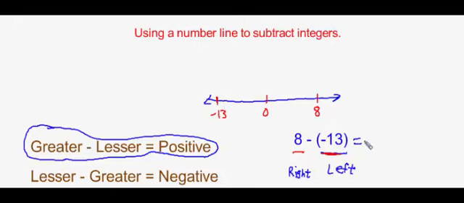And to figure out what that positive number would be, we only need to figure out the distance between the two numbers. So the distance between -13 and 0 would be 13 units, and the distance from 0 to 8 would be 8 more. So if we were to travel from this point to that point, we would have to go a distance of 13 units and add on a distance of 8 more, and 13 plus 8 is 21.